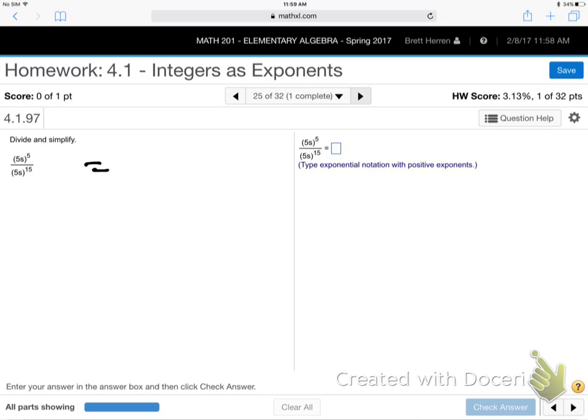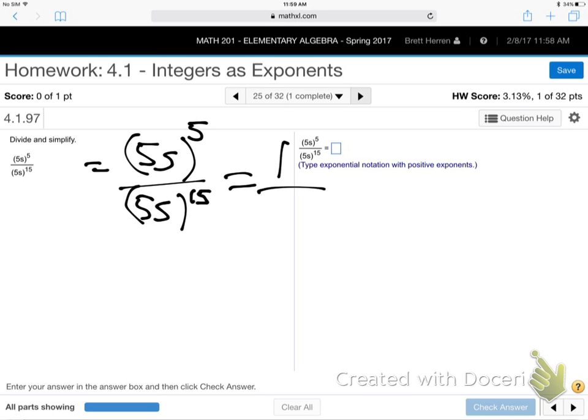Okay, so try that. So we have 5s to the 5th over 5s to the 15th. Same thing, there's no negative powers, so nobody needs to jump anywhere. We're just going to subtract the powers again. Where's the bigger one? It's on the bottom, so we know it's 1 on the top. Subtract them. Can I write it like that?